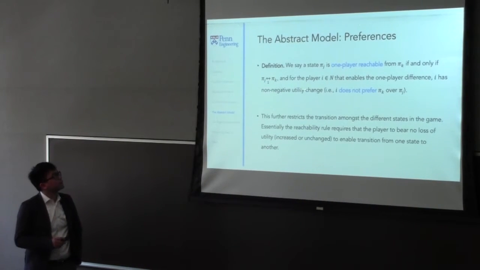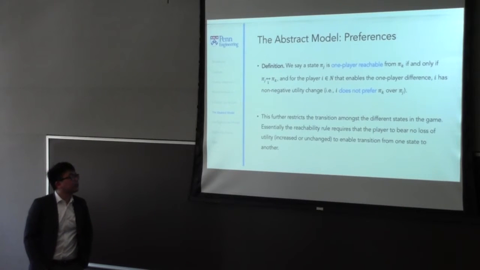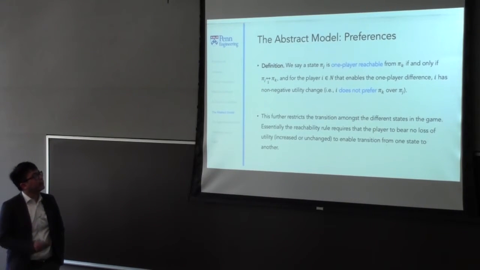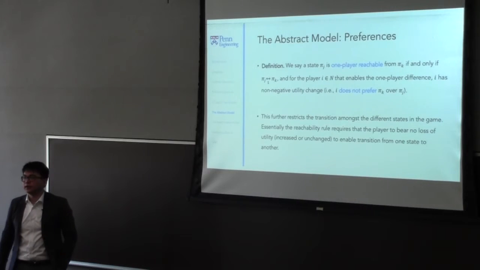And now we talk about preferences a little bit. We say a state pi j is one player reachable from pi k. So instead of saying it's one player different, we're now saying it's reachable.